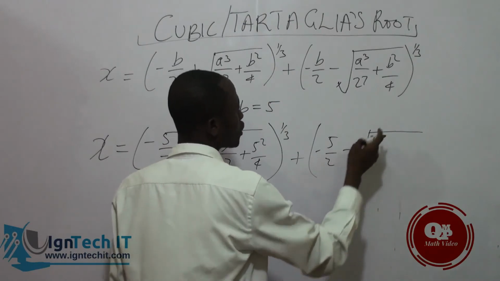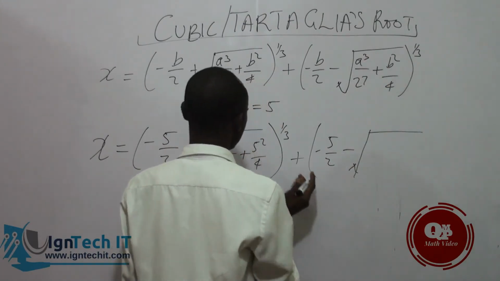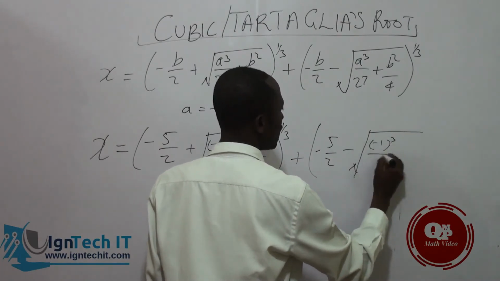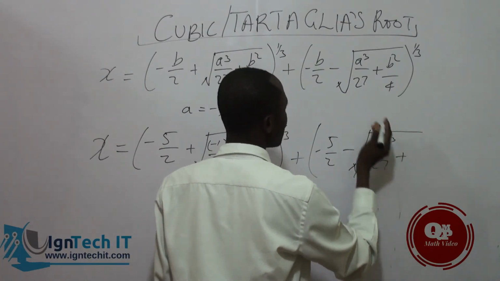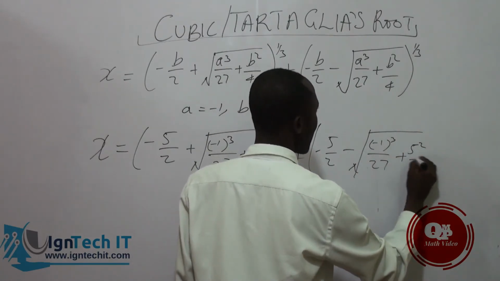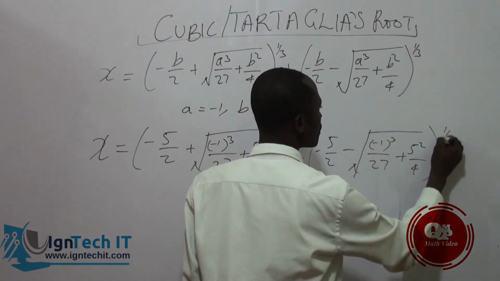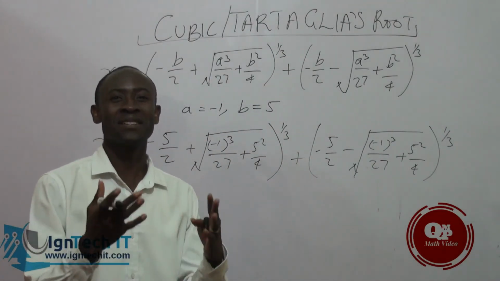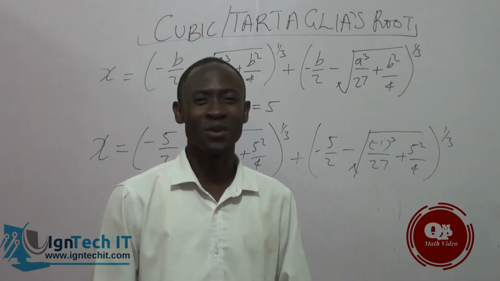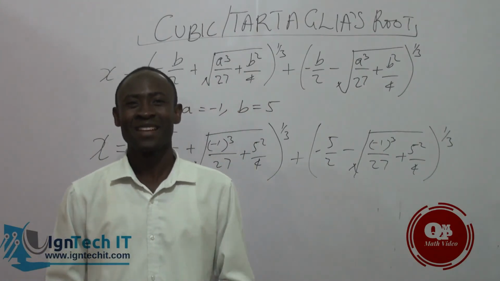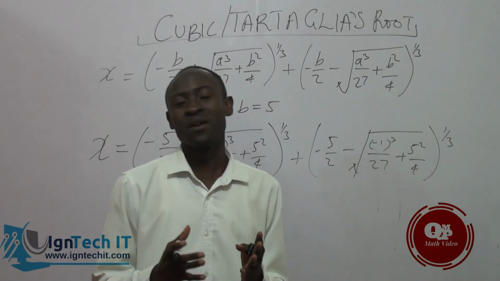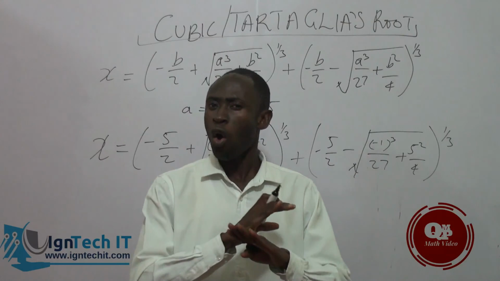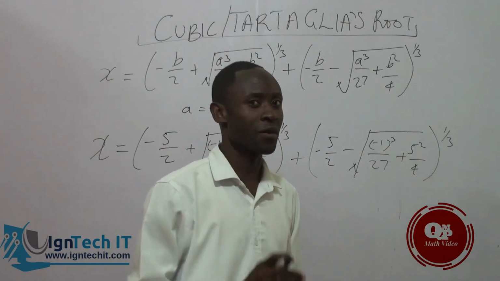into the radical or the square root, we have a cubed, so that is negative 1 raised to the power 3 out of 27, and then plus our b is 5, so 5 squared out of 4, all to the power 1/3. From this, you can use your calculator to get one of your roots to the cubic equation. In my next presentation, we are going to use Tartaglia's method in obtaining all the 3 roots to a cubic equation. Thank you.